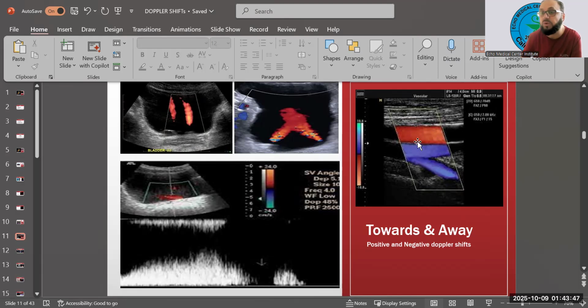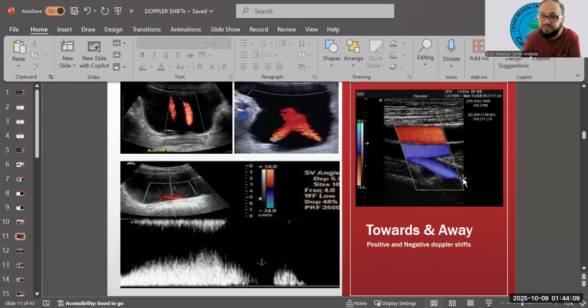Originally, the phenomenon was that this is supposed to be blue. This artery has to be, why? Because the pulses are going away. The flow is going away from the source of the pulses. Pulses are coming this way and the flow is also going in the same direction. So here it's supposed to be blue.